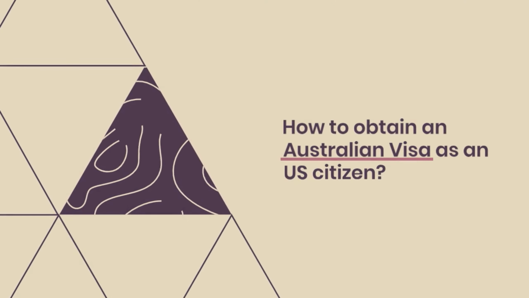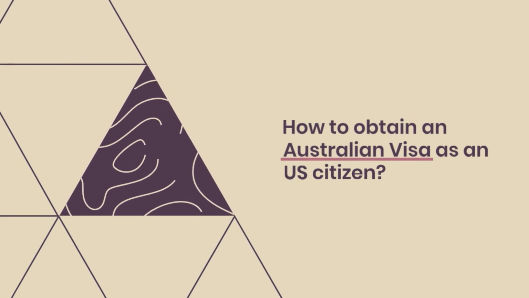How to obtain an Australian visa as a U.S. citizen. American citizens that are traveling to Australia are eligible to apply for an electronic travel authorization, ETA, through Australia's online visa website or physically through Australian airlines, travel agents, and Australian visa officers.